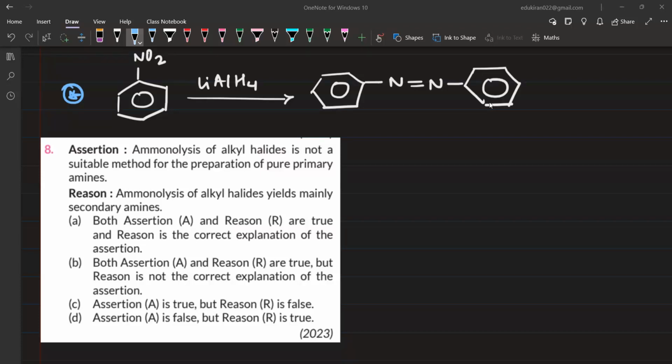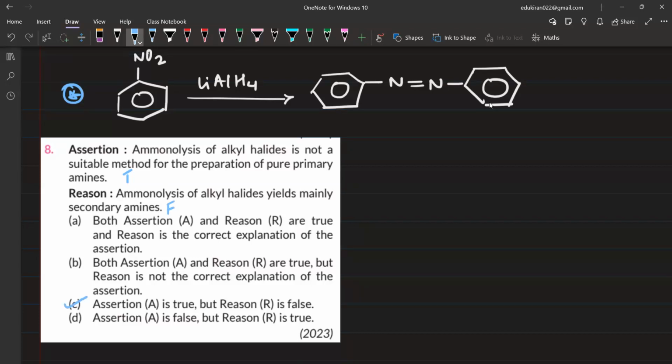See, this is a true statement. What about the reason statement? Is the reason correct? So choose the option, Iram. Which option will it be among A, B, C, D, Iram? Yes, very good. Ammonolysis, it gives what? Mixture of products. It does not give you mainly secondary. This is a false statement.